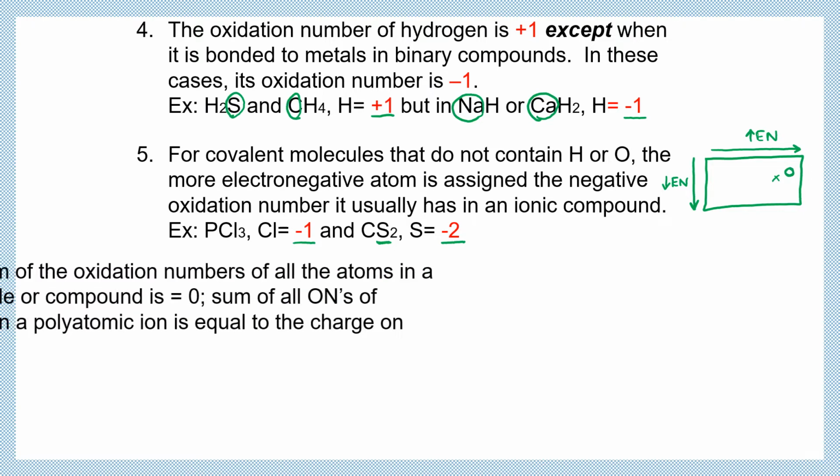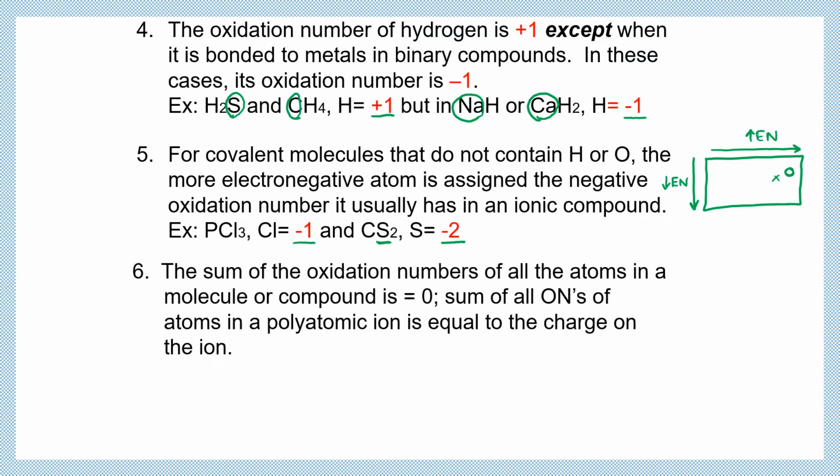Moving on, number 6. The sum of the oxidation numbers of all the atoms in a molecule or compound is 0. The sum of all the oxidation numbers of atoms in a polyatomic ion is equal to the charge on the ion. So let's see what that means, y'all. I'm going to give you guys a basic example.